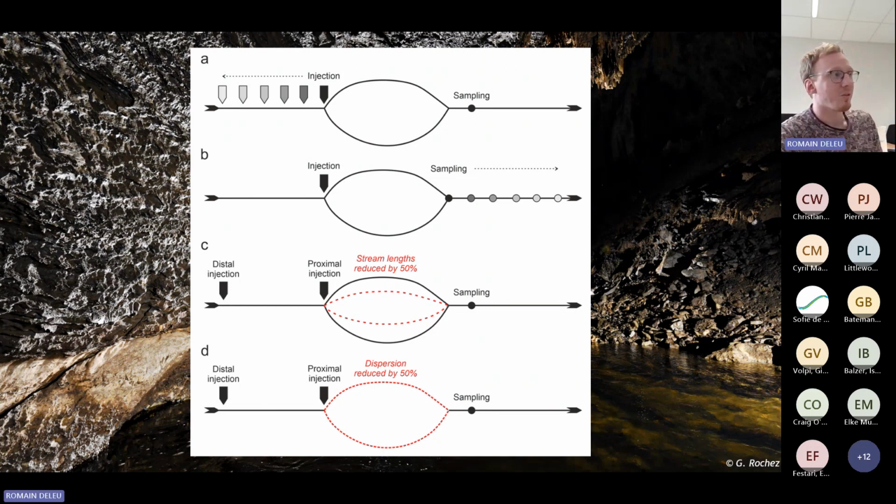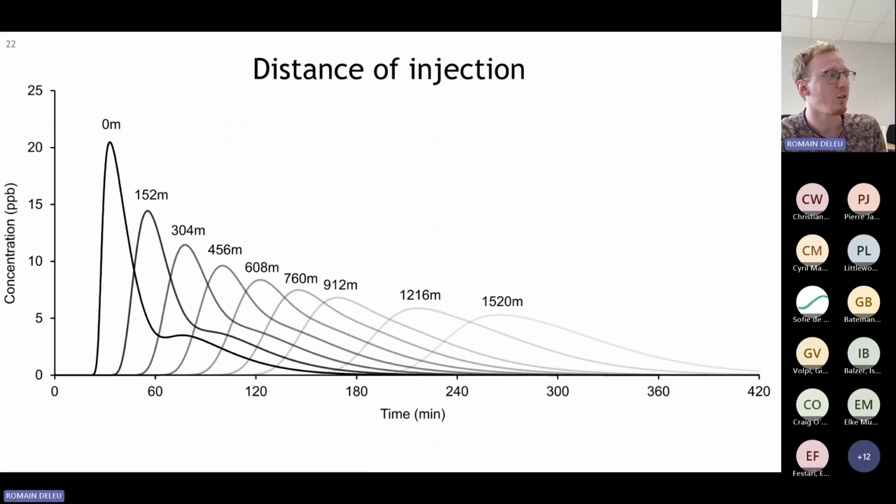And the results are interesting, because if we change the distance of injection, we get this. If we inject at 0 meter distance, so basically we inject at the diffluence, we have a double peak. But as soon as we go further upstream, we do not have a double peak anymore. The two peaks start to become merged into a single peak. After about 150 meters, we do not have a double peak anymore. We still have a point of inflection in the tail of the curve until about 800 meters, when we don't have any sign of the occurrence of the double peak.